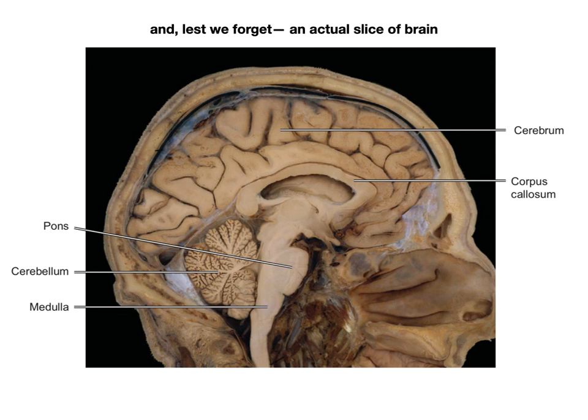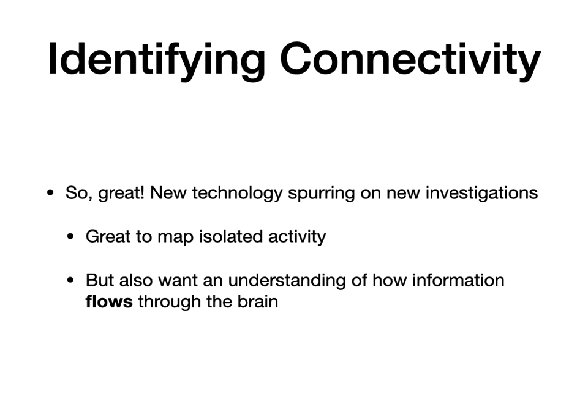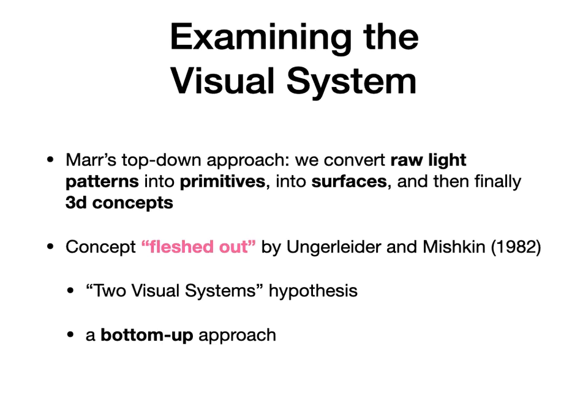So this is great. We've talked about how the emerging technology helps us start to understand what is going on in the brain. And it leads to new investigations, and it's great to be able to map isolated activity, like in the fMRI. But there's the bigger question of, how does information flow through the brain? How does it move through the brain? Well, let's roll back and think about a system we've already looked at a little bit, Marr's take on the visual system, right?